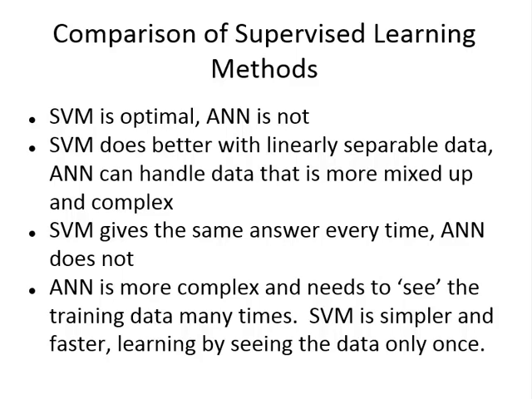The neural network, on the other hand, is better at dealing with data that's a little bit mixed up and not as separable. Also, because the neural network has to see data multiple times in order to learn the classifications, the neural network does not necessarily give the same answer every time, while the support vector machine does. Another effect of this is that the support vector machine is simpler and faster because it's able to learn classifications by seeing the data only one time. In the next video, we're going to be looking at the unsupervised and reinforcement learning methods.